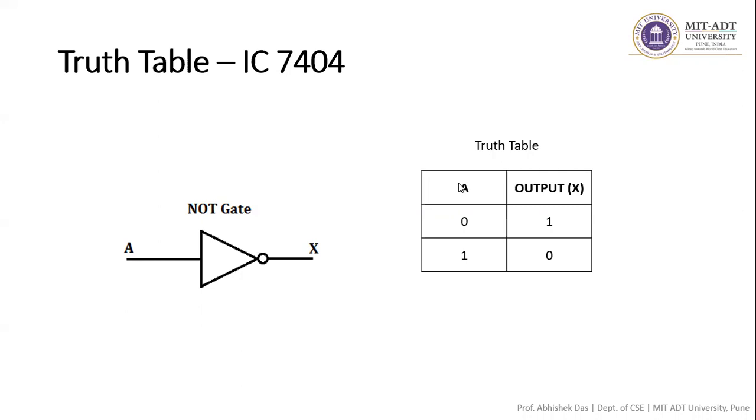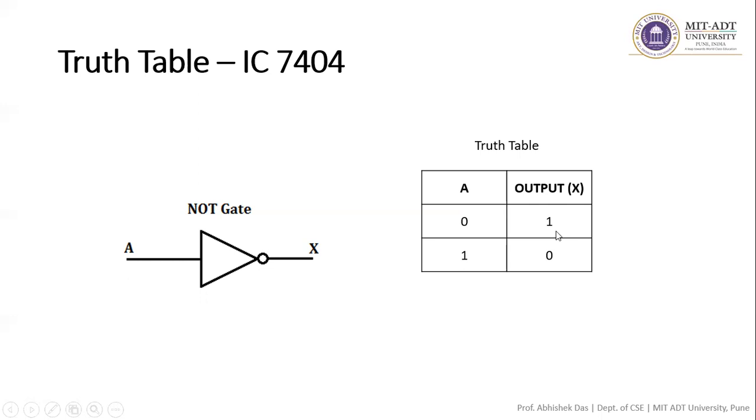By the truth table, as you can see, 0 is the input and 1 is the output. And again, when we give 1 as the input, I am getting 0 as the output. So when the input of the NOT gate is true, that is 1, the output will be false, that is 0, and vice versa: when the input is 0 or false, the output will be true, or 1.